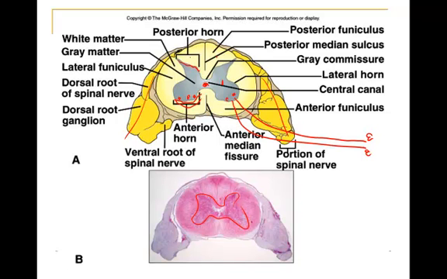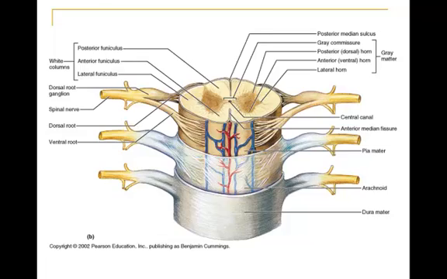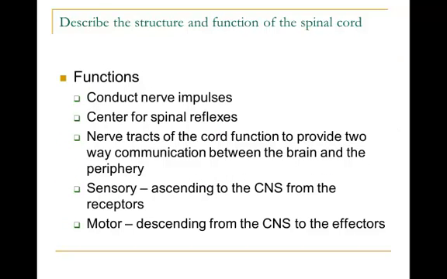So what are the functions then of the spinal cord? So it's obviously conduct nerve impulses. It's taking in sensory information up and motor information down. It's also an area for spinal reflexes. We looked at that already in the introduction part to the nervous system. So if it's not gray, it's white. If it's white, it's moving up and down. So it creates this two-way communication between the brain and the periphery. As I said, sensory is ascending, coming from receptors, up. Motor is descending, going out to effectors, coming from the central nervous system.